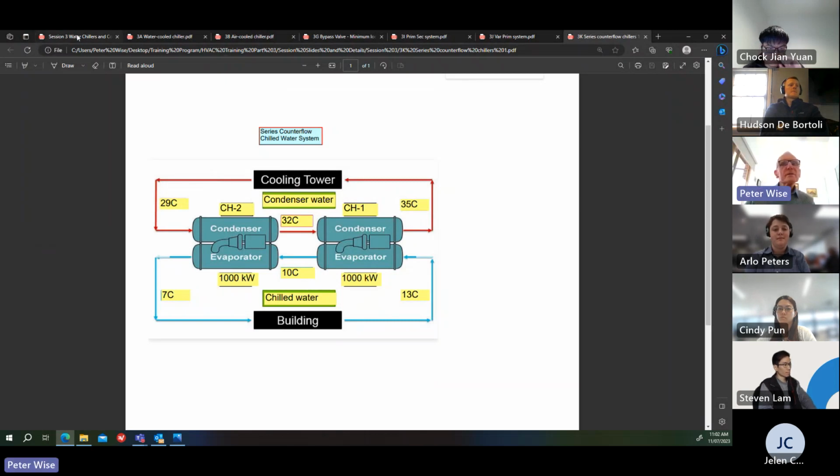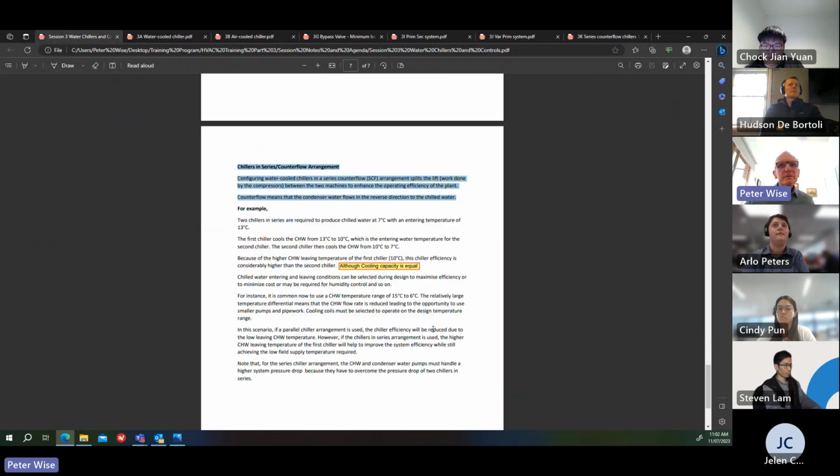Now in the example that I've shown there, the reason for the benefit, oh sorry, I just messed that up. Because of the higher chilled water leaving temperature of the first chiller, 10 degrees, the chiller efficiency is considerably higher than the second chiller.